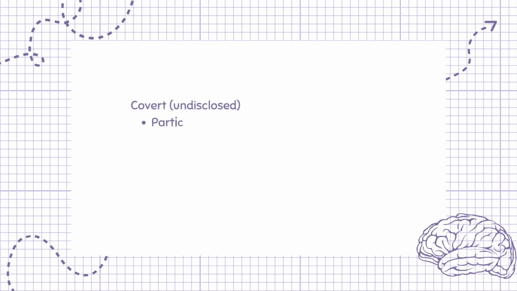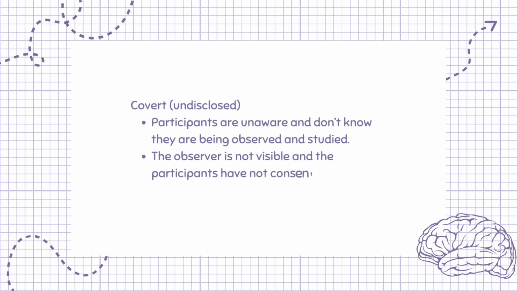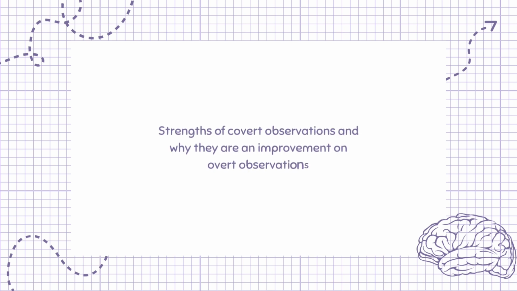Covert, undisclosed. Participants are unaware and don't know they are being observed and studied. The observer is not visible and the participants have not consented to being observed. Strengths of covert observations and why they are an improvement on overt observations.